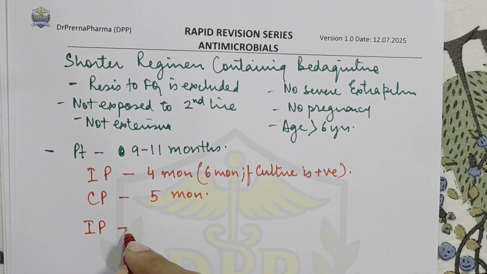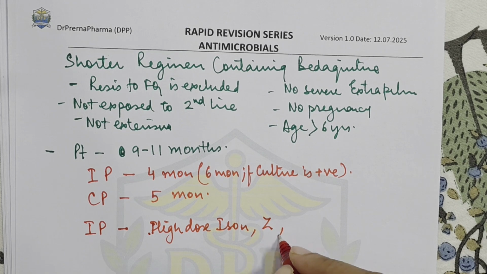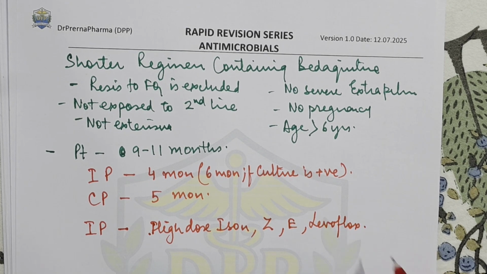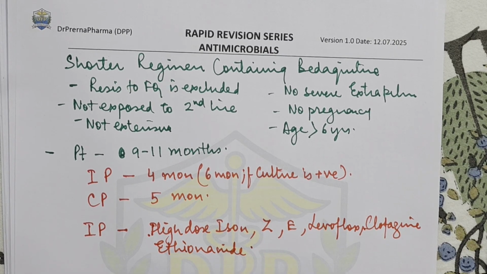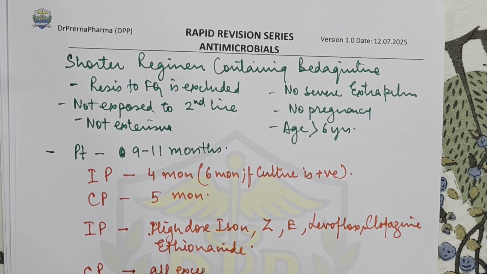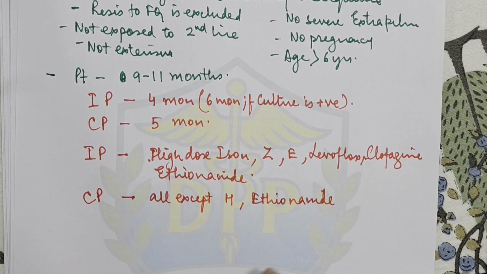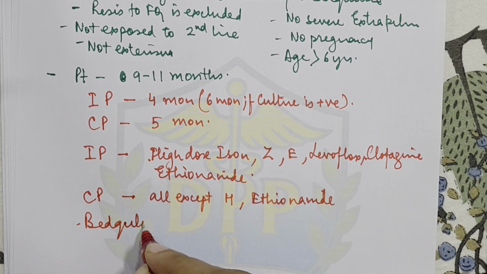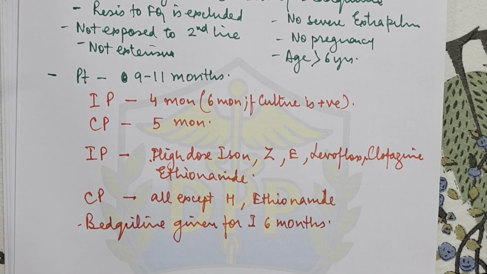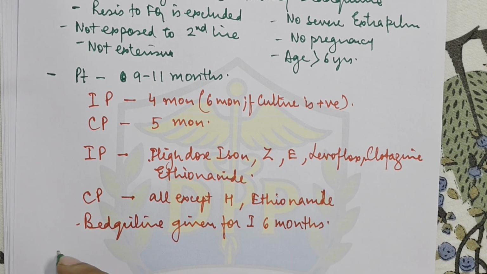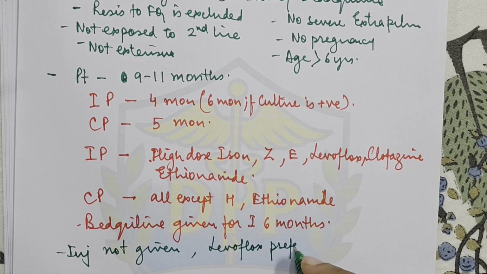Now in the intensive phase, the patient is given high dose isoniazid, then pyrazinamide, ethambutol, levoflox, clofazimine and ethionamide. In the continuation phase, all drugs are given except isoniazid and ethionamide. Apart from this, bedaquiline is given for the first 6 months. So this is the shorter regimen containing bedaquiline. In this, injectables are not given. Then levoflox is preferred over moxiflox.